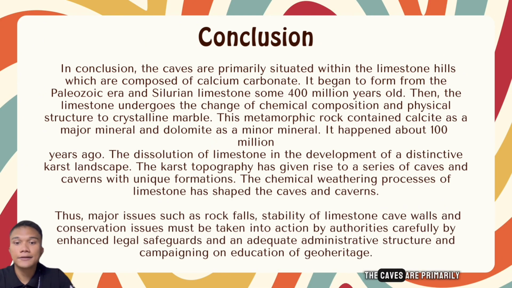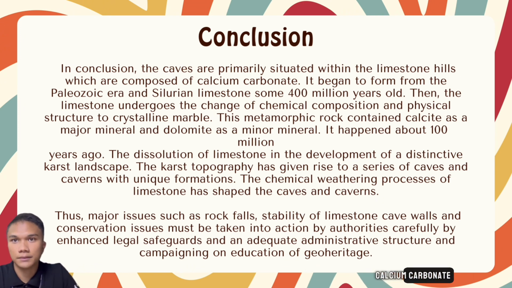In conclusion, the caves are primarily situated within the limestone hills, which are composed of calcium carbonate. These layers were first laid out during the Paleozoic era and consist of Silurian limestone. Then the limestone underwent physical and chemical changes to its structure to become a metamorphic rock called crystalline marble. Then, around 100 million years ago, the dissolution of limestone led to the development of a distinctive karst landscape in the area, giving rise to a topography with unique formations.